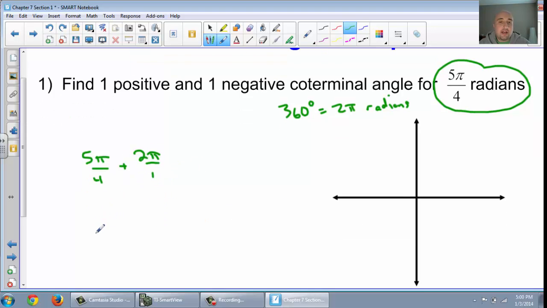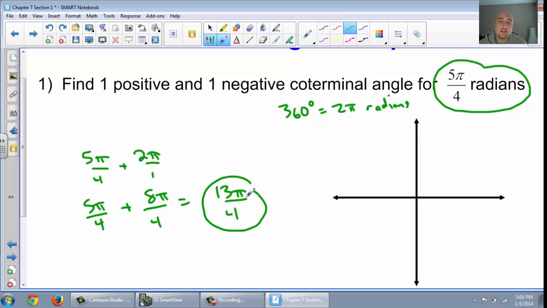So now we just need a common denominator. What would be the common denominator here? Hopefully you can see that it would be 4. 1 times 4 is 4. 2 pi times 4 is 8 pi. So what's 5 pi over 4 plus 8 pi over 4? That would be 13 pi over 4. So there's my positive coterminal angle.